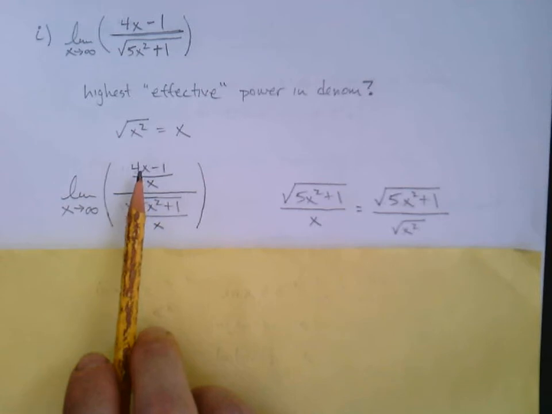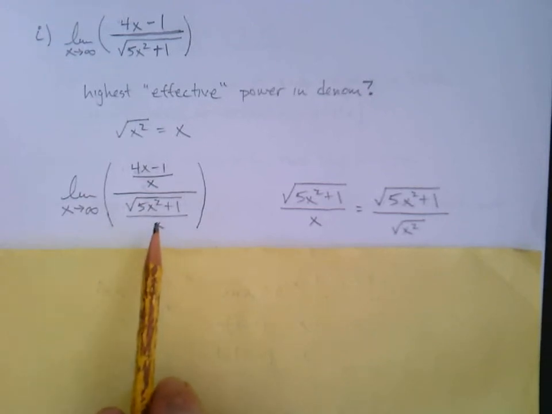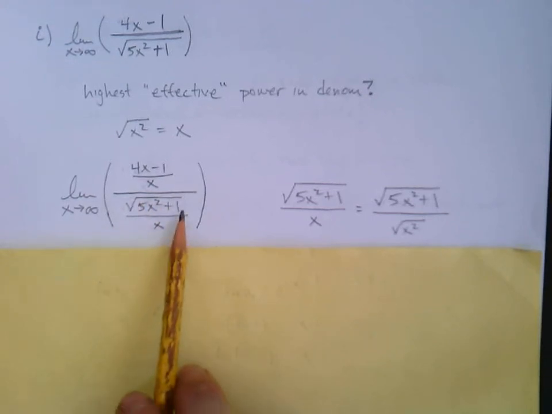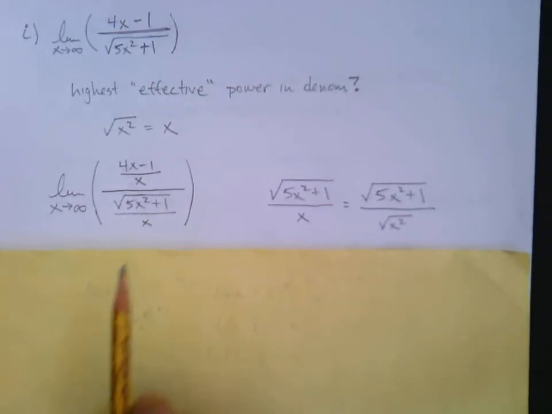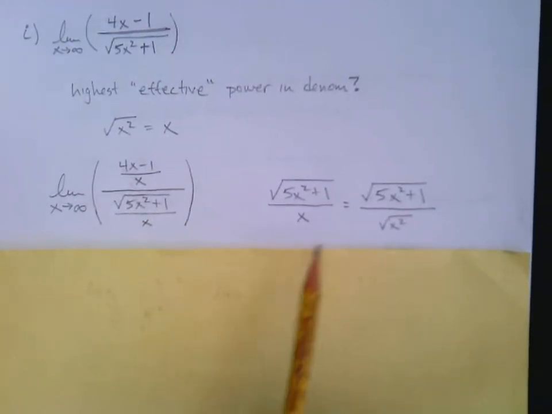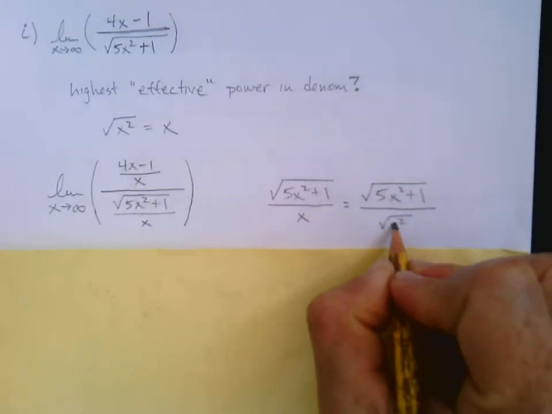Okay, so the numerator is going to work no problem, right? It's going to be 4 minus 1 over x. But this denominator, let's investigate that a little bit further. I've got it out to the side and how the algebra is going to work. What happens when we divide this by x? Think of this x in the denominator as the square root of x squared.